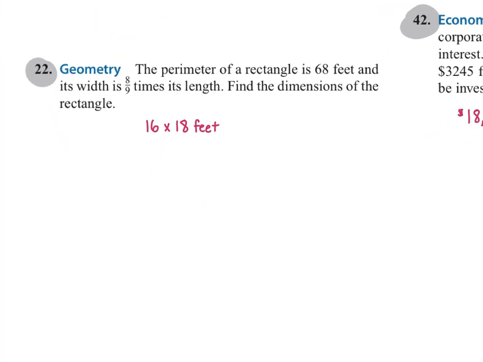All right, 22 said the perimeter of a rectangle is 68 feet and its width is 8/9 times its length. Find the dimensions of the rectangle. So perimeter obviously is a formula that needs to be reviewed because people messed up on the quiz. Perimeter is twice the length plus twice the width. So if it's 68 feet, 68 equals 2 length plus 2 width.